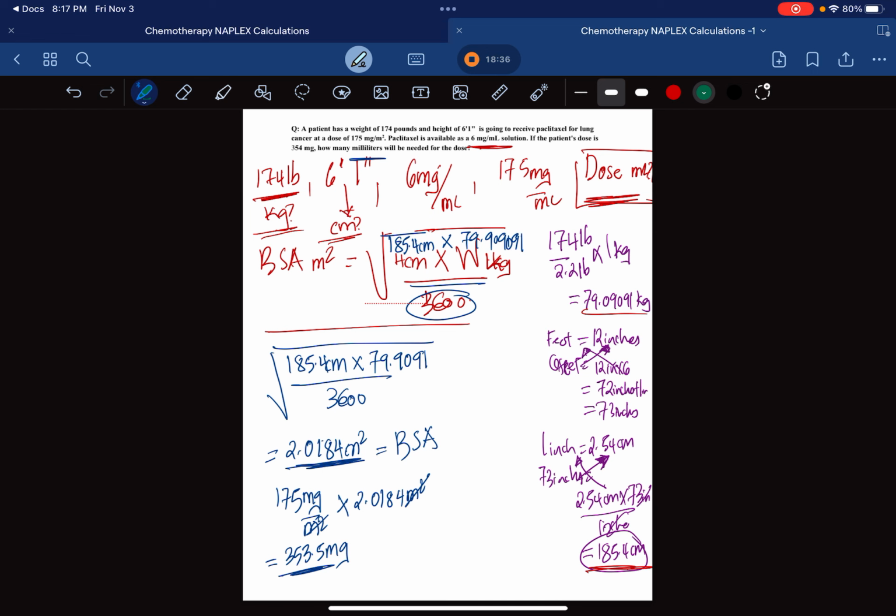This is step 1. Step 2. Step 3. Then step 4 will be now 6 milligrams per 1 milliliter is equal to 353.5 milligrams divided by the x ml that we're looking for, and that will be 353.5 milligrams divided by the 6 milligrams. And that will give us the value we're looking for, which is 58.9 ml. Yes.